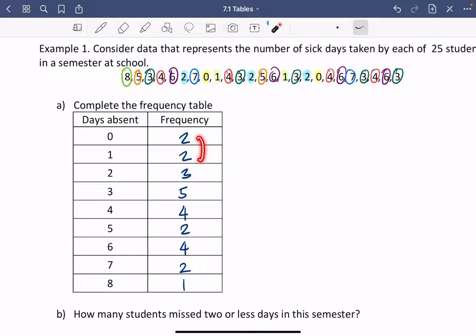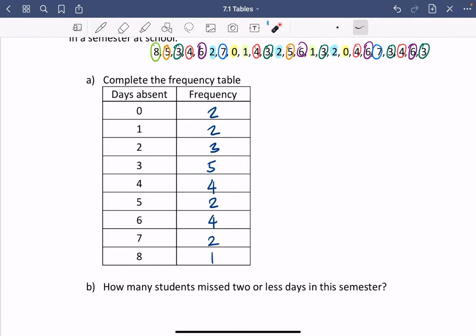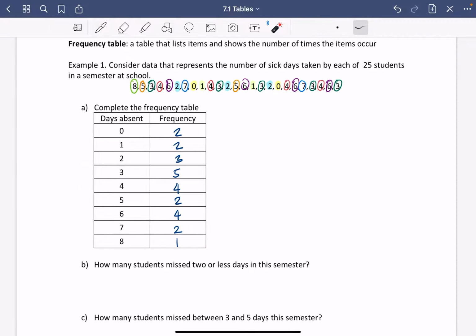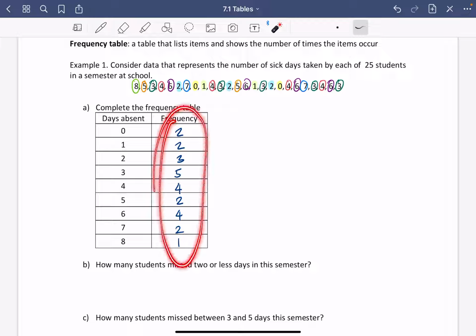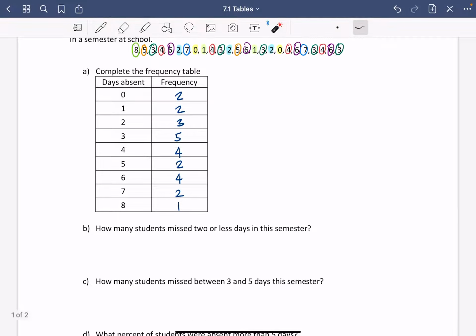2 plus 2, 4 plus 3 is 7 plus 5 is 12. 12 plus 4 is 16 plus 6 is 22, and then 24, 25. Yes, so that's 25. Okay. So when you add your frequencies up, that will have to equal the total. If it's not equal, that means you've missed a number.